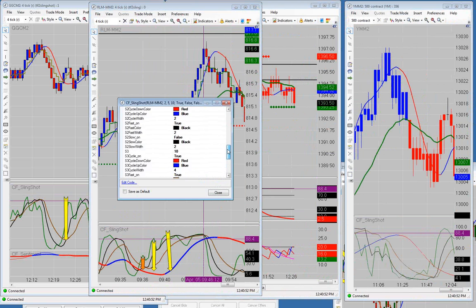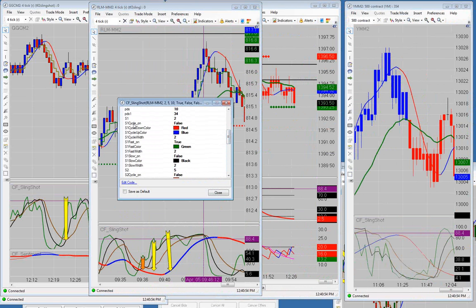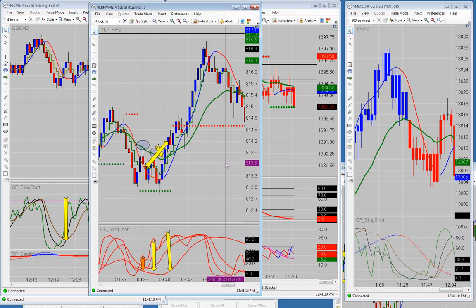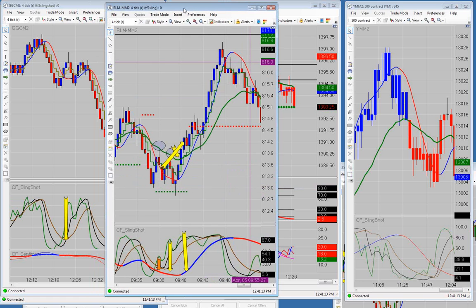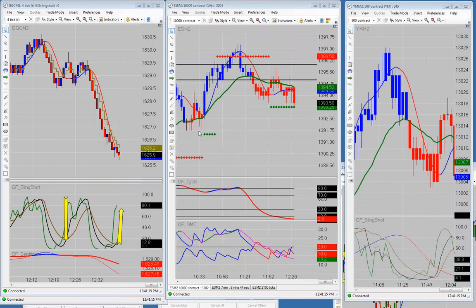Alright, in the slingshot properties, the S1 line is set to 2, and the S1 fast on right here, that's the green line. Set that to true. That is what I have there. And that was the same setting for the 5-minute ES that we looked at. It's the same setting across all of them.